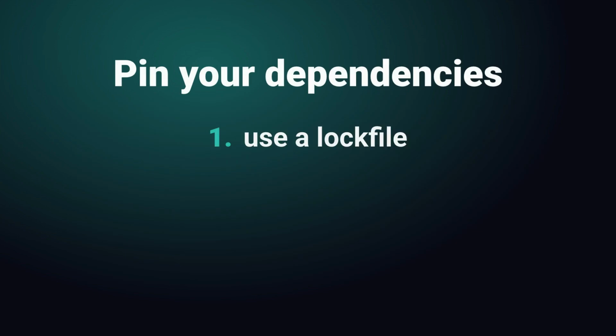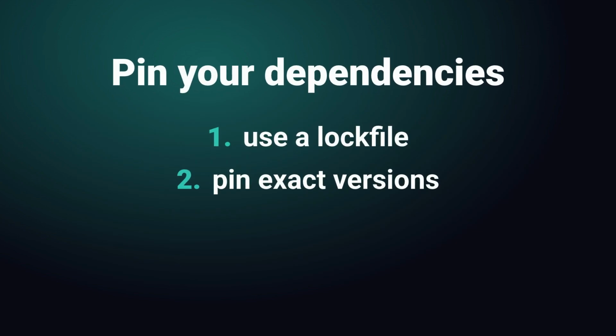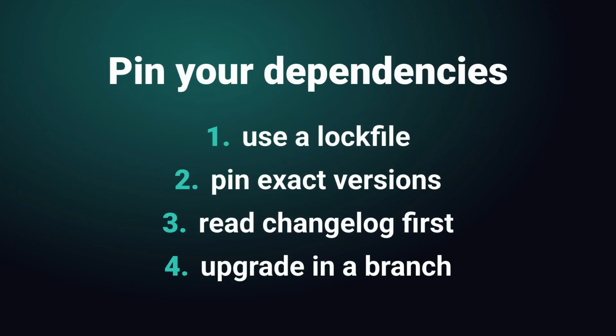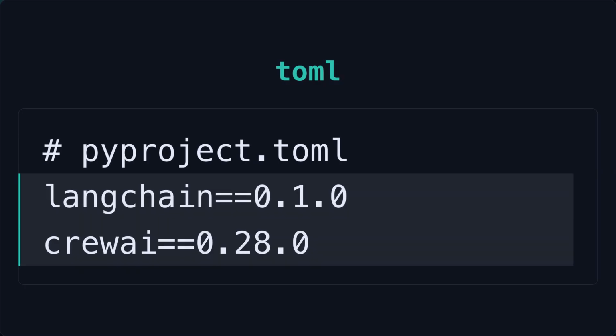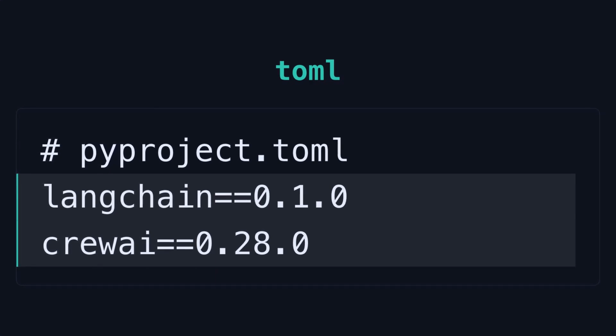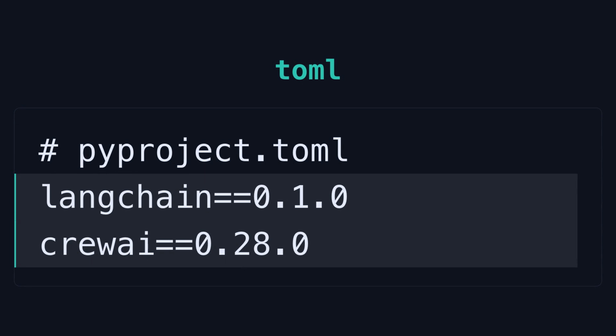The single most important lesson from all of this is dead simple and applies to both. Pin your dependencies. Use a lockfile, pin your exact versions in requirements.txt or pyproject.toml, and never let a fresh pip install grab whatever's newest in a production environment. Read the changelog before you upgrade, not after your pager goes off.